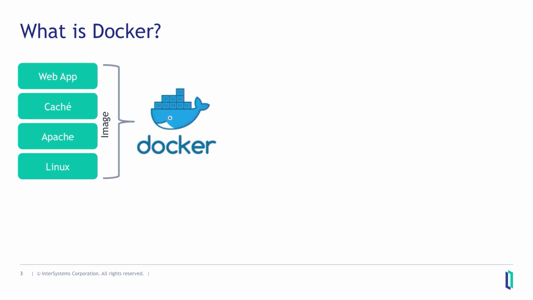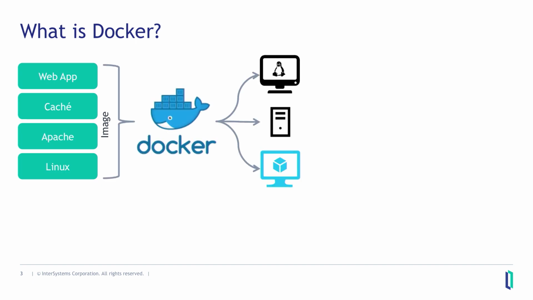That image is a definition that Docker uses, which then allows you to deploy that exact image with all the same dependencies, with all the same libraries, with all the same code, to different platforms that support Docker containers. Those platforms are Mac, Windows, and Linux. Windows is a little bit different. They pretty much do it the same way, but of course they do things a little bit differently.